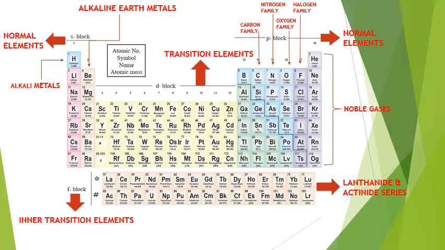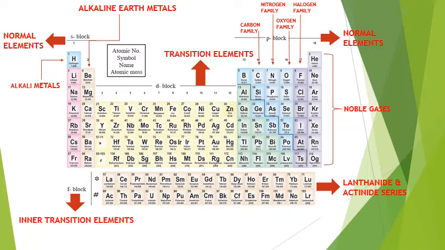Are you getting it? In the modern periodic table, we have seen that it is arranged based on the atomic number. You can see this. Hydrogen atomic number 1, helium atomic number 2, 3, 4, 5, 6, 7, 8, 9, 10, like this. Are you getting it?